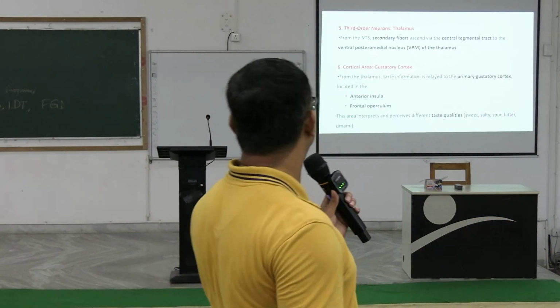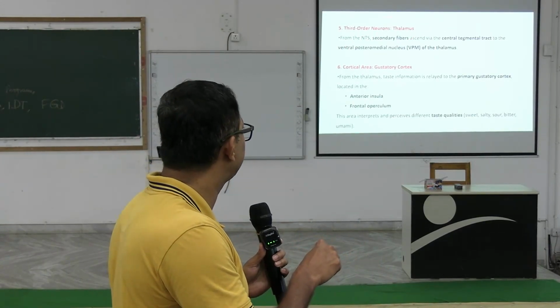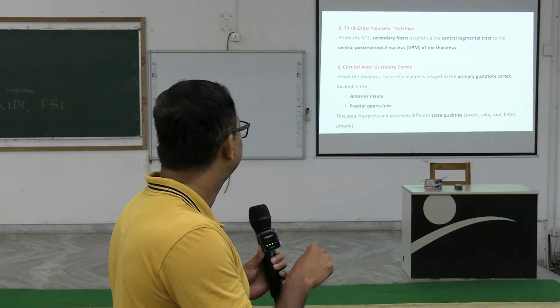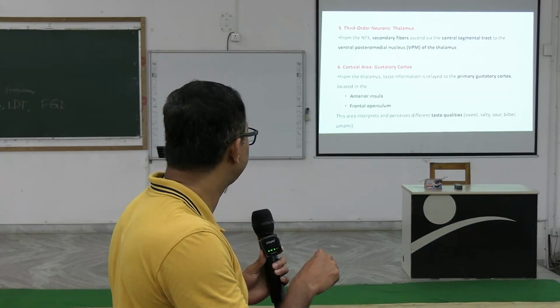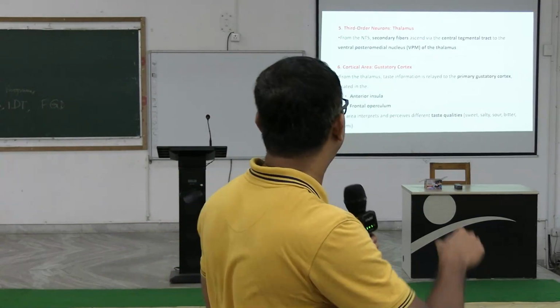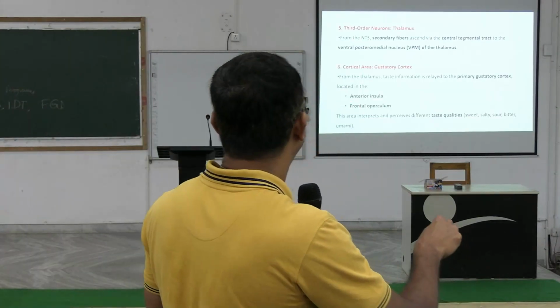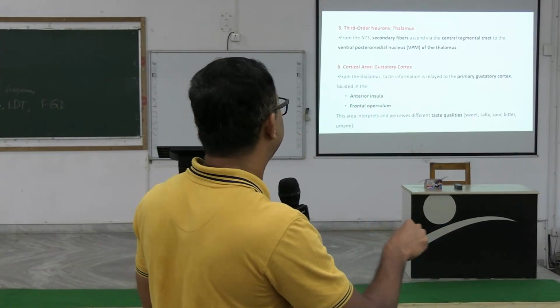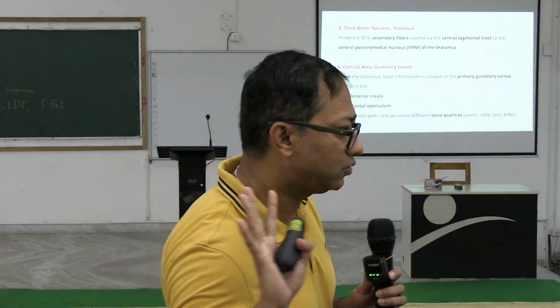Okay, now the 3rd order neuron moves from nucleus tractus solitarius to the thalamus. Which part of the thalamus? VPM, the ventral posteromedial nucleus of the thalamus. Okay, and now finally from thalamus to cortex. Which part of the cortex? Anterior insula and frontal operculum, right? So this is everything about taste sensation.